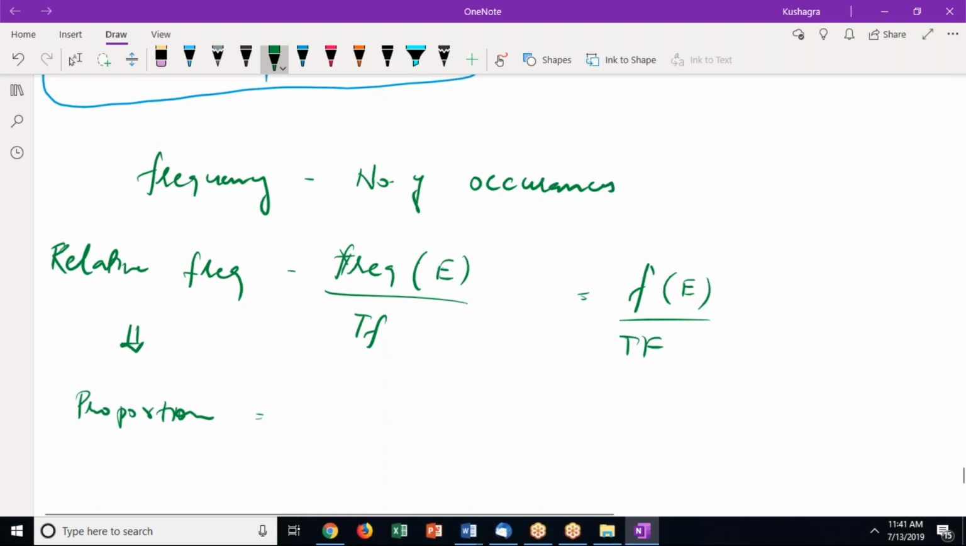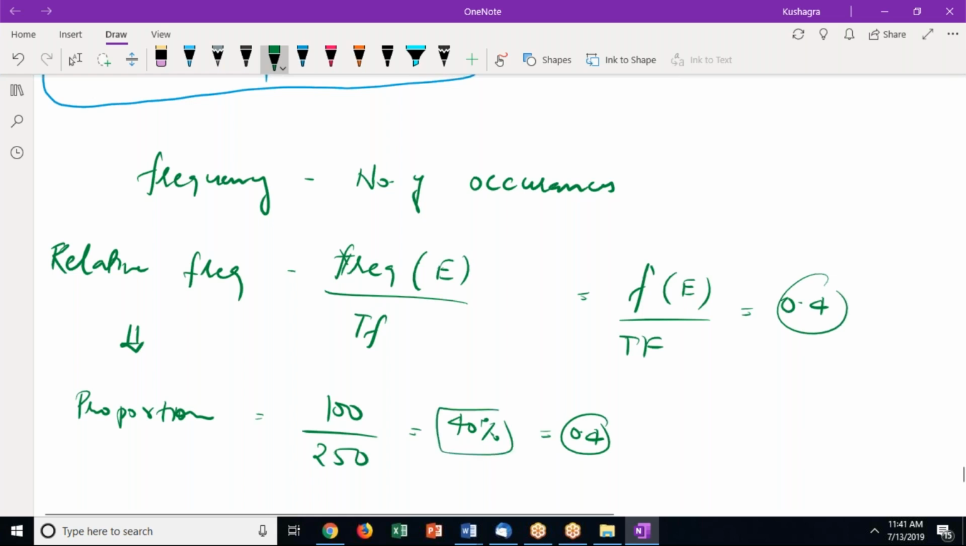Suppose there were 100 people from India out of a total of 250 people. The proportion of people from India would be almost 40%, and my relative frequency will also be 0.4. Relative frequency will be 0.4, proportion will be 0.4, and proportion times 100 gives me percentage. Everybody knows that. Fine, let's quickly move on.